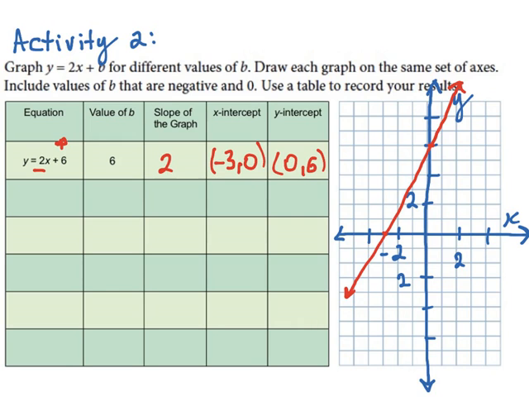Let's make a new equation. y will equal 2x. We're going to have the slopes the same. And now we'll add a 0 instead of 6. So the value of b is 0. The slope is still 2. The y-intercept in this case is going to be (0, 0).